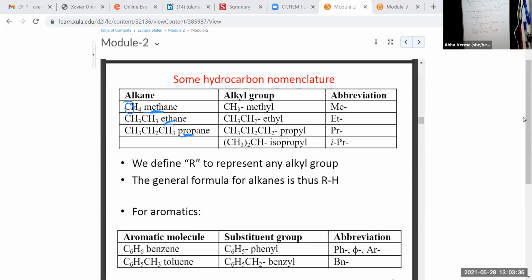Picking up from our last class, meth for alkane will be methane, meth for alkyl will be methyl, and so on and so forth. And we also looked at benzene, the special aromatic molecule that we are going to see many times in this course. With one hydrogen missing in benzene, we call it a phenyl. Ph, Phi, or Ar are the abbreviations.